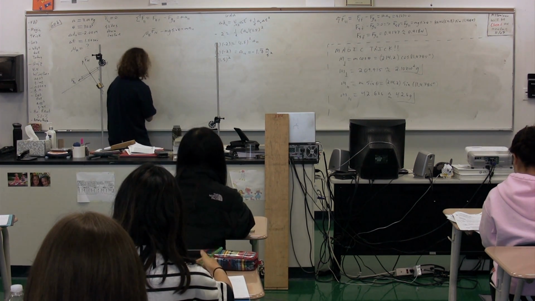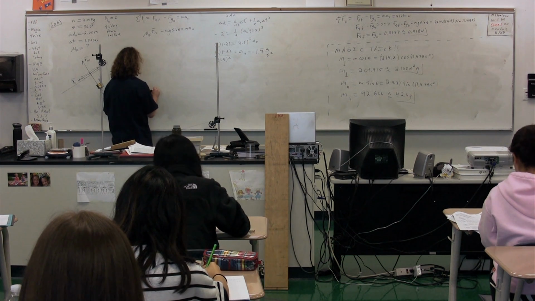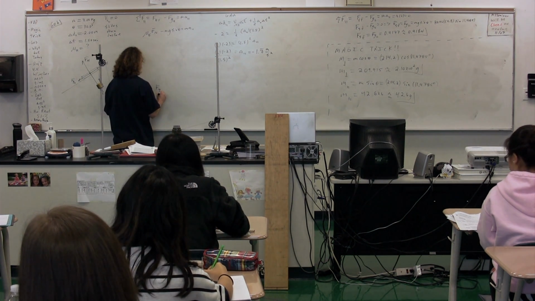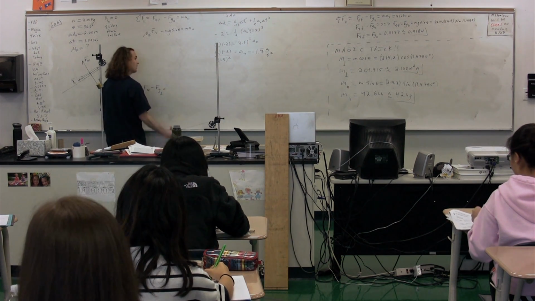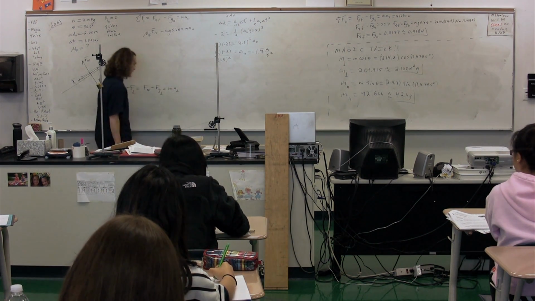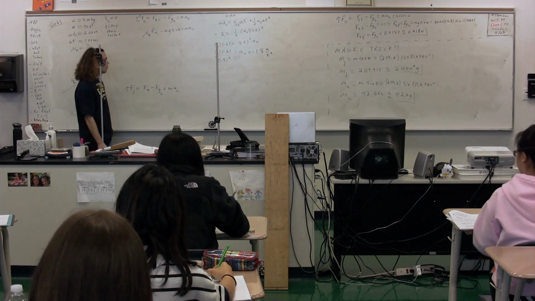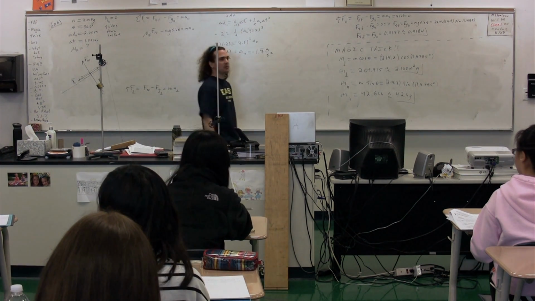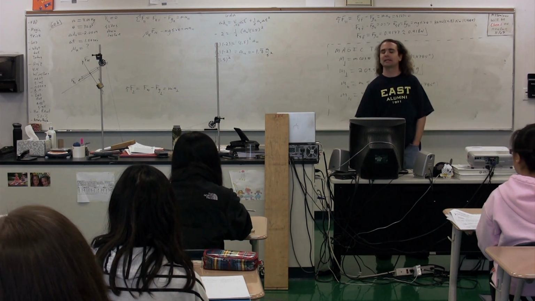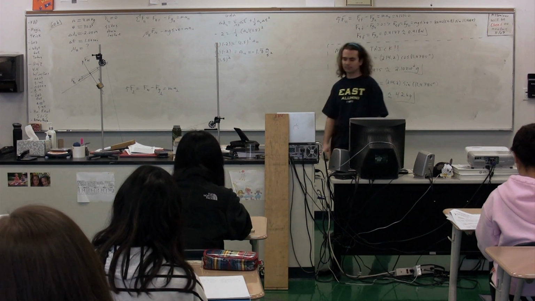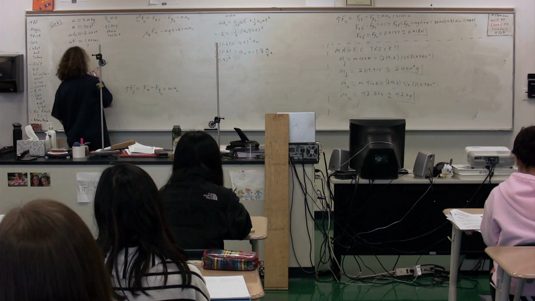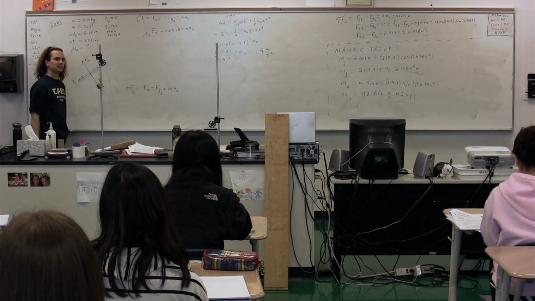Okay, force normal, which is positive, and force of gravity perpendicular, which is negative, equals mass times acceleration in the perpendicular direction. Great. What is the acceleration in the perpendicular direction of this block that is sliding down the incline? Can you repeat the question? Yes. What is the acceleration in the perpendicular direction for this block that is sliding down the incline?